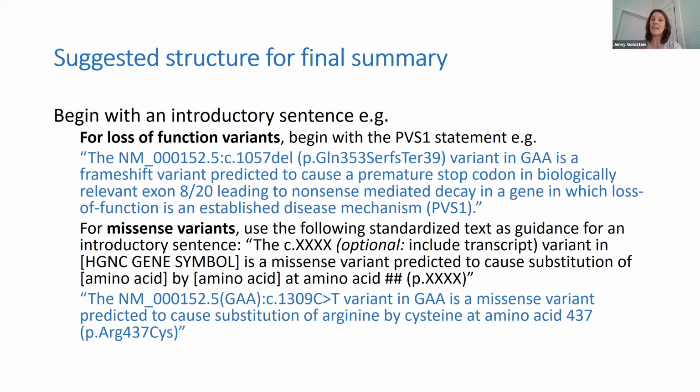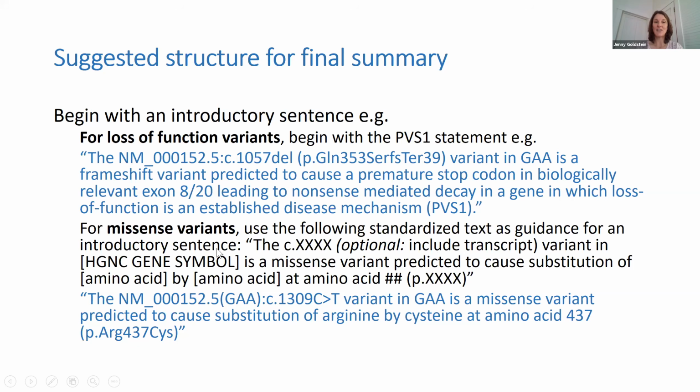I already mentioned that we can use the PVS1 statement as the introductory sentence for a final written summary about a loss of function variant. So I'm showing that again here. There were some codes where we can use the summary text for that particular code. PM4, I think, was a good example for the in-frame insertions and deletions. For some types of variants, there really wasn't a good code that we could use in that way, so we just created our own summary text for that.